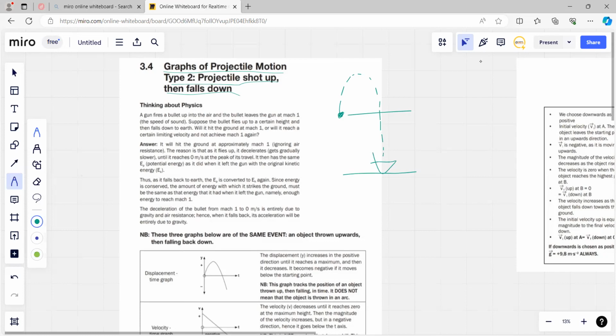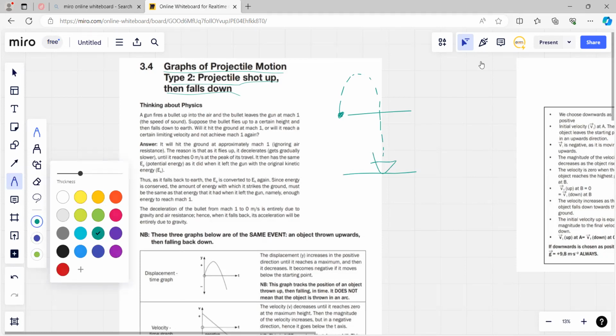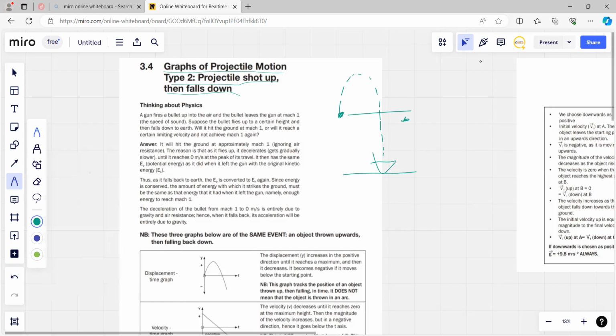Remember, always when we're talking about a point where an object was released, we'll be referring to it as a reference point or a starting point. And at that point, you have to take into consideration that your displacement is equal to zero. Let me not just say displacement, let me say the position, your y value at that starting point is equal to zero.